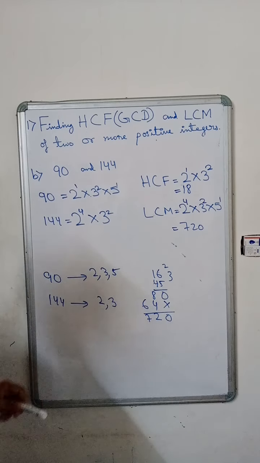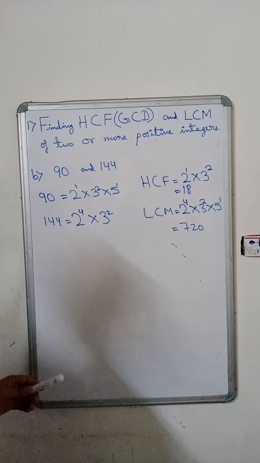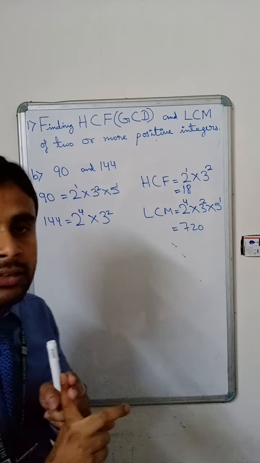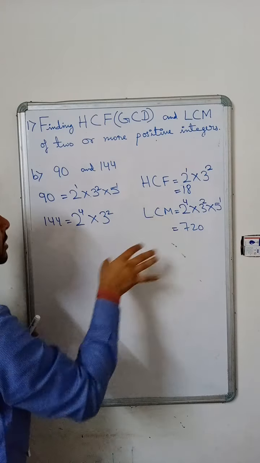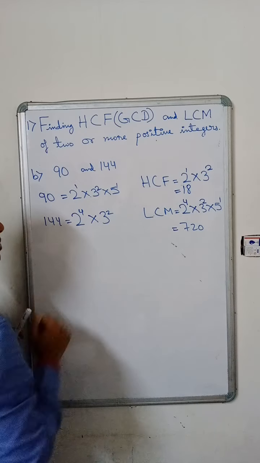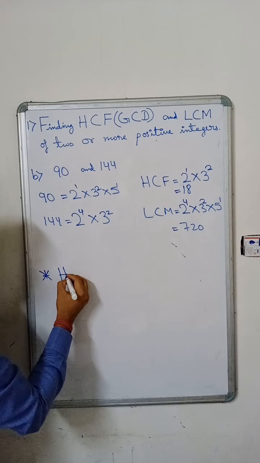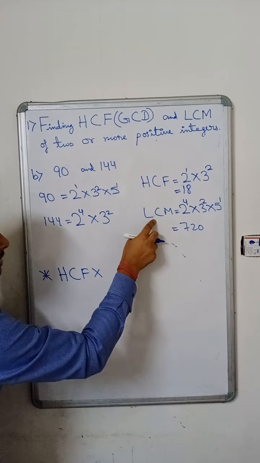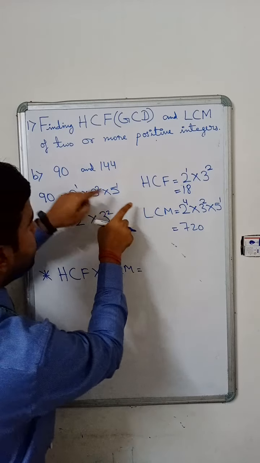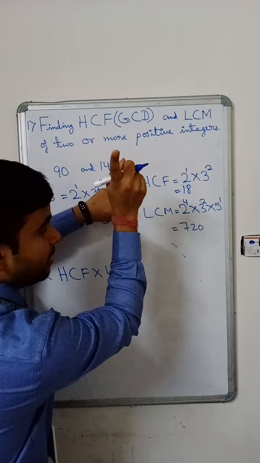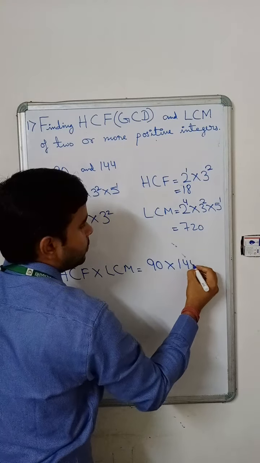Now, this is the way we find the HCF and LCM of two or more positive integers. Now just try to see one thing. When you are finding the HCF and LCM of two positive integers, there is one very interesting relationship between HCF, LCM and the two numbers. If you multiply the HCF of these two numbers with the LCM of these two numbers, which is 720, you will find that the product of HCF and LCM of two numbers only is always equal to the product of the numbers itself.